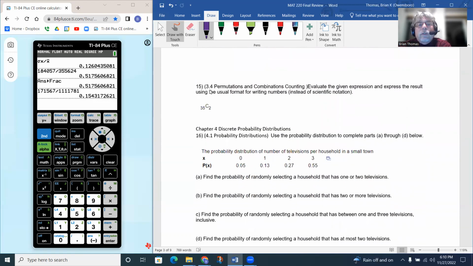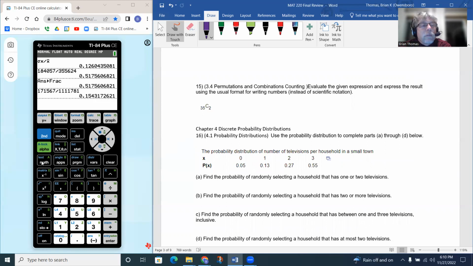So the next question is question 15, permutations and combinations. Evaluate the expression and express the result using the format for writing numbers instead of scientific notation. So this basically just wants you to write it as a normal number. So 35 choose 2, this is a combination, and we're just going to use the calculator to do this.